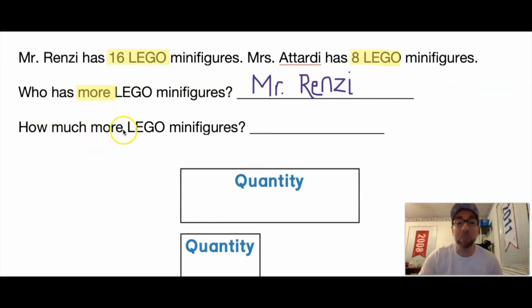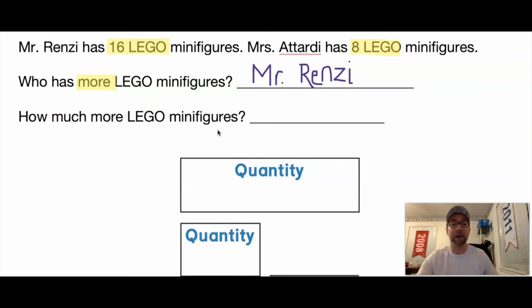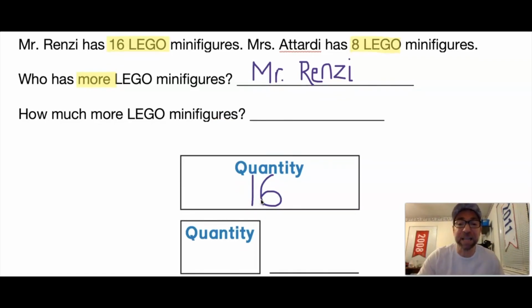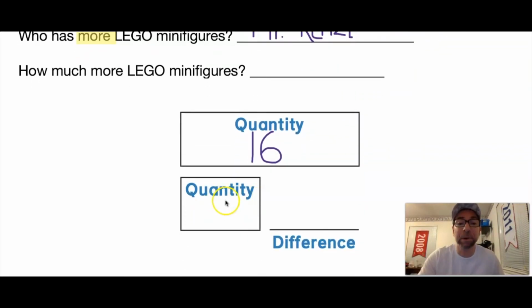How much more Lego minifigures? Well, we have to fill out our diagram. Where will the number 16 go? Since 16 is the bigger number, we're going to put that in our big Q. Mrs. Attardi has 8 Lego minifigures, so we're going to put the number 8 in our little q. How much more? That means the difference. We want to find the difference.